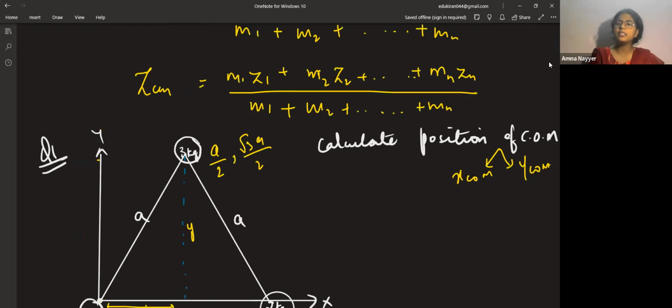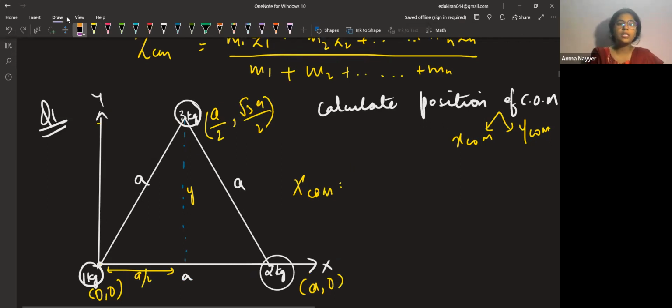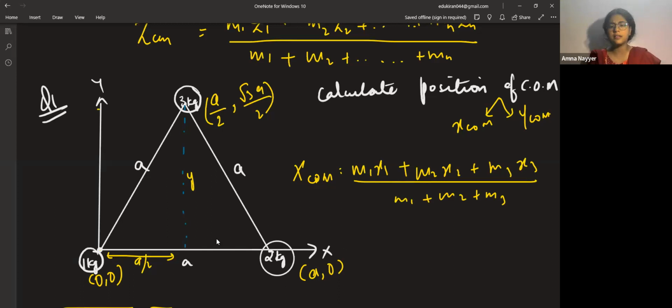Now is it a difficult question? You have all the values. You have m1, x1. Let us find the x coordinate, the center of mass for x. I'll write down the formula first. The formula is m1 x1 plus m2 x2 plus m3 x3 divided by m1 plus m2 plus m3. Why only till 3? Because 3 masses are given.